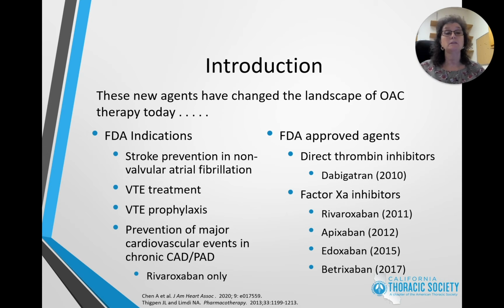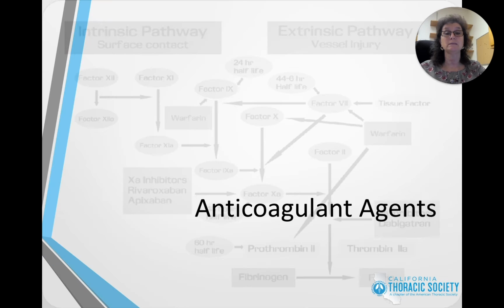The FDA-approved agents that we have available to us include the direct thrombin inhibitor, Dabigatran, which was the first agent FDA-approved back in 2010, followed by a whole host of factor Xa inhibitors, starting with Rivaroxaban in 2011, Apixaban in 2012, Edoxaban in 2015, and more recently, Betrixaban in 2017. All of them are FDA approved for stroke prevention in non-valvular atrial fibrillation, as well as the treatment and prophylaxis of VTE. More recently, Rivaroxaban also got FDA approval for the prevention of major cardiovascular events in patients with chronic coronary artery disease and peripheral arterial disease.